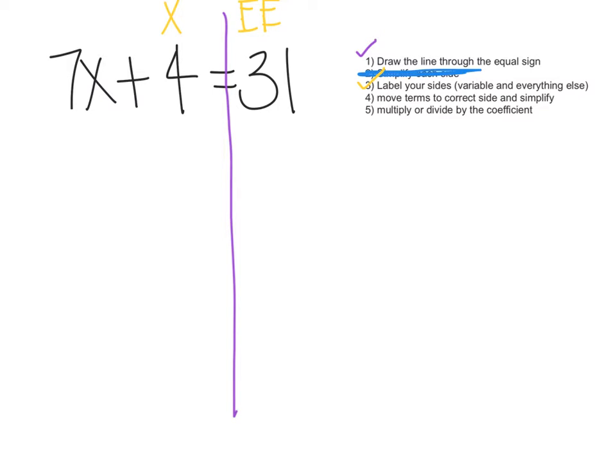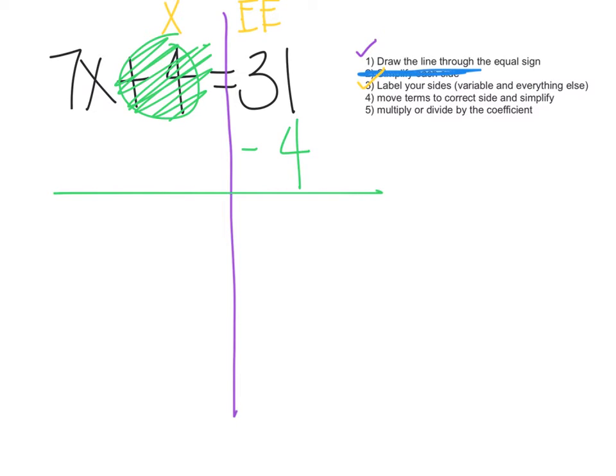And step 4, I need to start moving stuff to the correct side. If the left side over here is my x side, that means only stuff with an x should be on the left side. That means 4 is on the wrong side. So I need to take 4 and move it. If it's a plus 4 on the left side, it's going to become a minus 4 on the right side, and then it's gone. And so I am left with 7x equals 31 minus 4 is 27. So step 4 is now done because I have nothing else I can move.